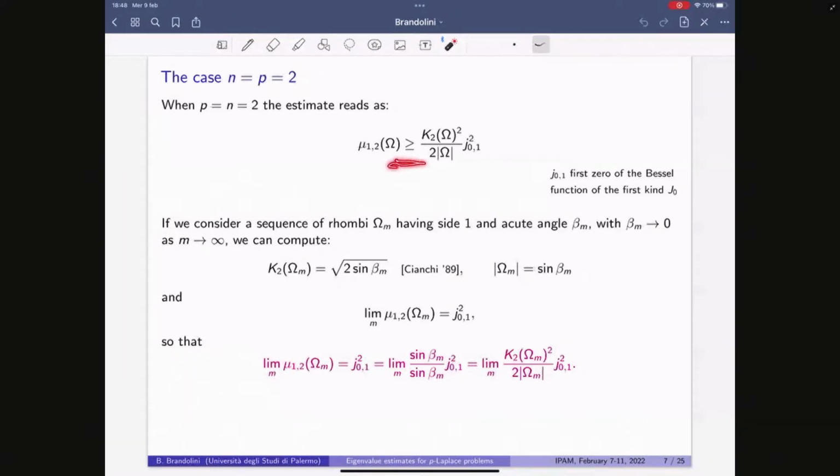If we want to prove that this inequality is sharp, we can consider a sequence of rhombi omega m having for simplicity side 1 and acute angle beta m vanishing as m goes to infinity. And we can compute the measure of omega m and, what is important, the best isoperimetric constant relative to omega m, using some results contained in this beautiful paper by Andrea Cianchi in 1989. And with a little effort, we can prove that the limit of mu1 is equal to j01 square, so that at the end, we have this chain of equalities and we have the equality sign in our estimate.